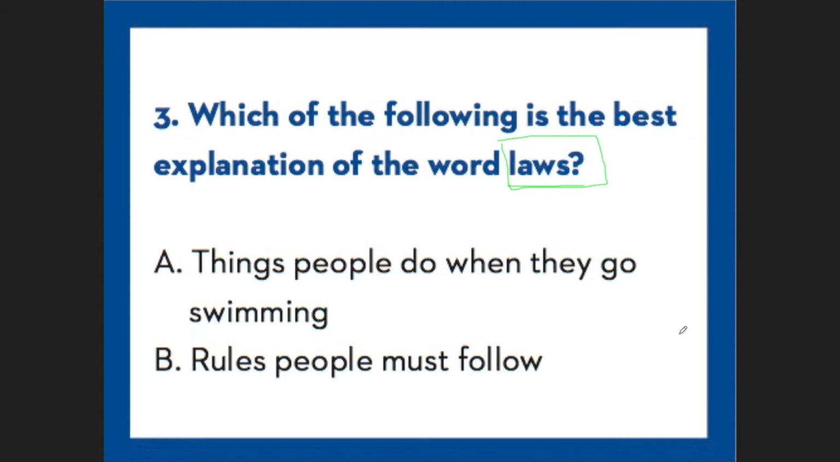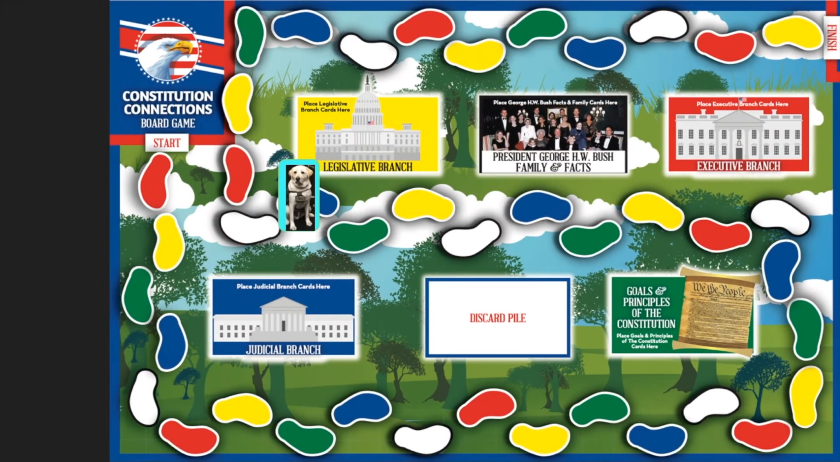Okay, I'm going to go ahead and show you guys the answer. You ready? And the answer is B. Rules people must follow. Very good. Okay, next one. And it's going to be 4. Get the dice out of the way. 1, 2, 3, 4. Okay, so we're back to goals and principles of the Constitution.